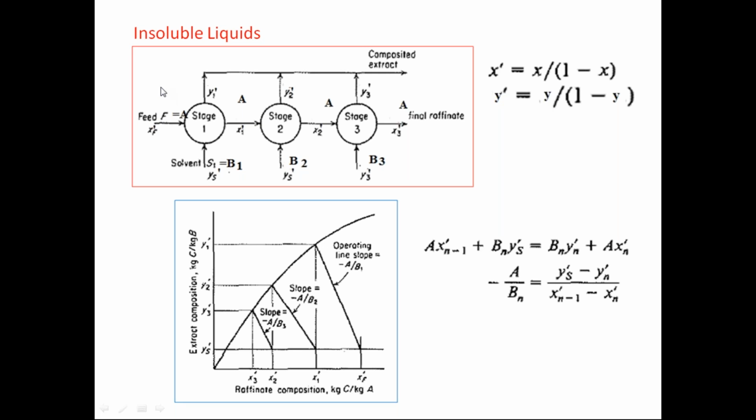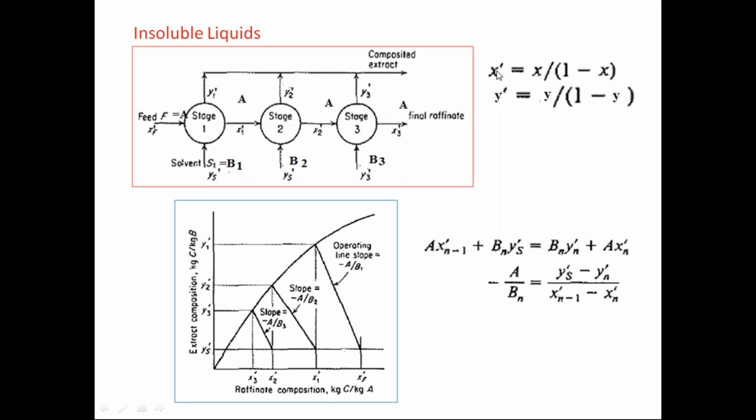F is having what? A plus C. So only A quantities are not changing. Similarly, B quantities are not changing. B1 is entering and coming out, and B2 is entering and coming out, and B3 is coming in and going out. So B1, B2, B3 are not changing upon the dissolution of C. So the same B1 comes here, same B2 comes here, same B3 comes here.